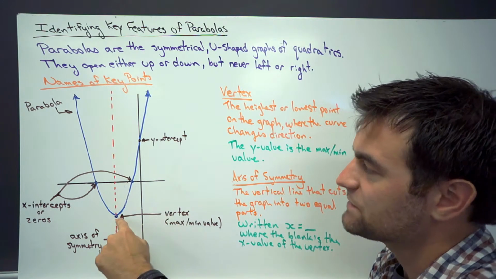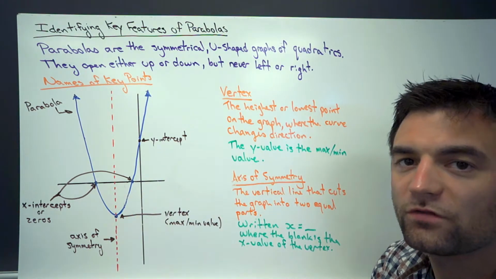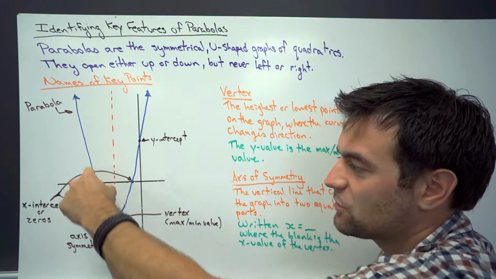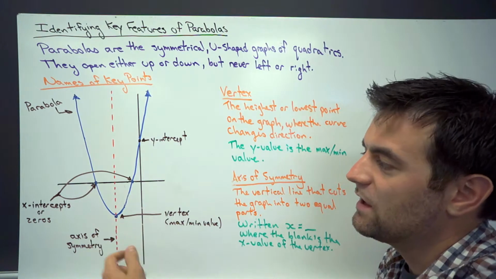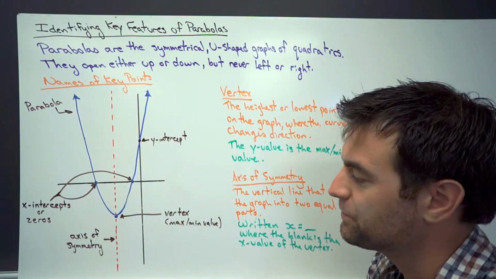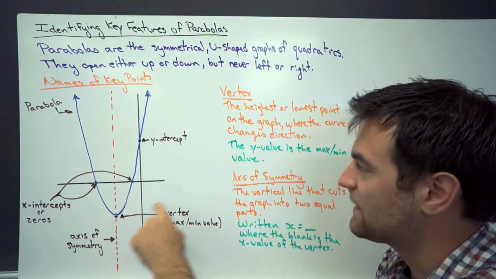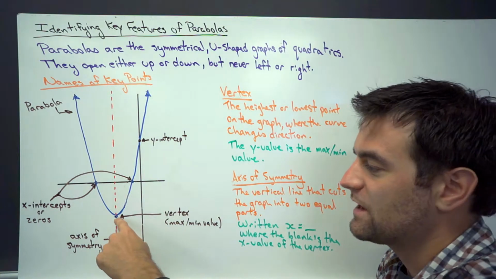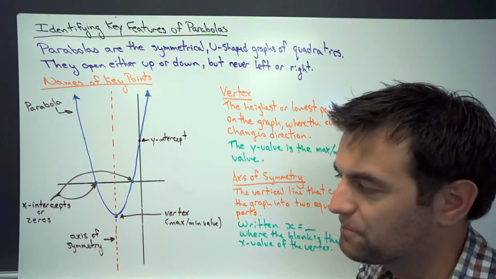One is the vertex, and the vertex is the highest or lowest point on the graph where the curve changes direction. Because the graph's opening upwards, the vertex is that lowest point on the graph here. If the graph was going the other way, the vertex would be the highest point at the top of the graph. It's also known as the maximum or minimum value, and that's the actual y value. So the actual y value of this point tells us the actual highest or lowest value.